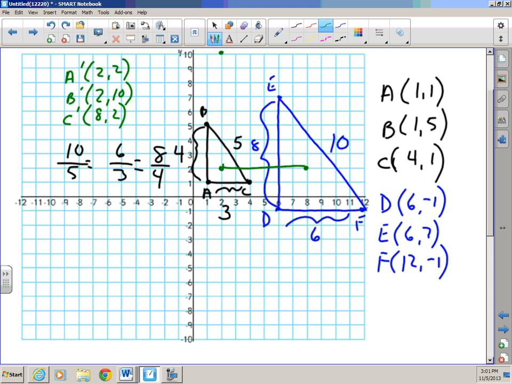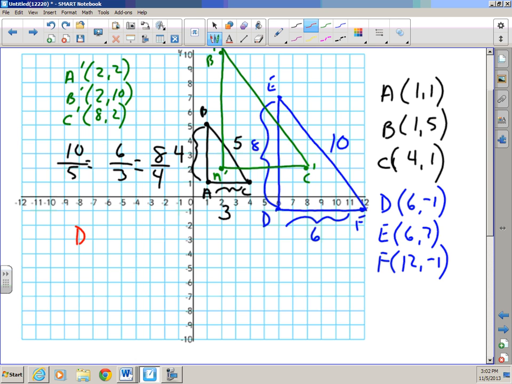Well, the problem is, and I'll call that A prime, B prime, C prime, the green triangle did not end up where the blue is, although they are congruent to each other. So what is the extra step taken to get from the green to the blue?